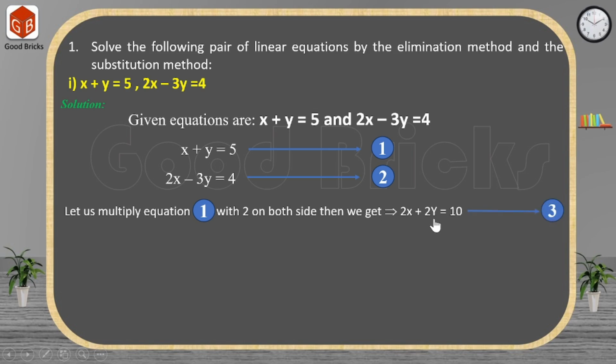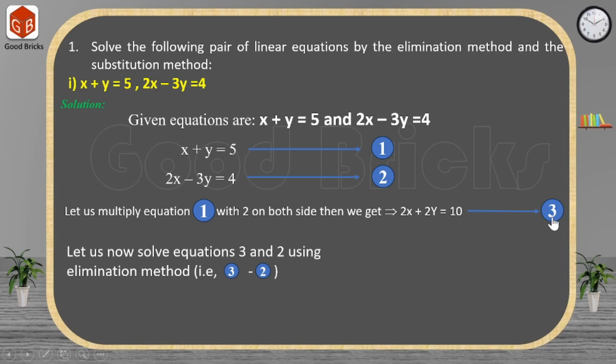Now what is our target? We want to eliminate the x term in this problem. So to eliminate this x term, we are going to subtract this second equation from this third equation. See here on the screen we have taken this third equation, and let us take this second equation and subtract. When you are subtracting you have to change the sign of this second equation.